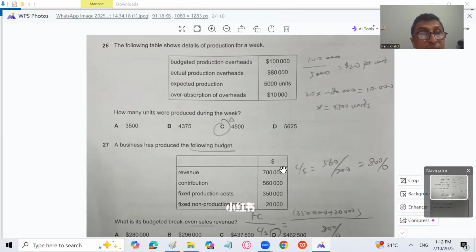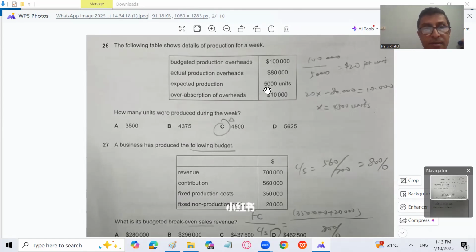The following table shows details of a product for a week. Budgeted production overheads 1 lakh, actual production overheads 80,000, expected production 5,000 units. Expected production means budgeted production, 5,000 units, over absorption of overheads 10,000. How many units were produced during the week?